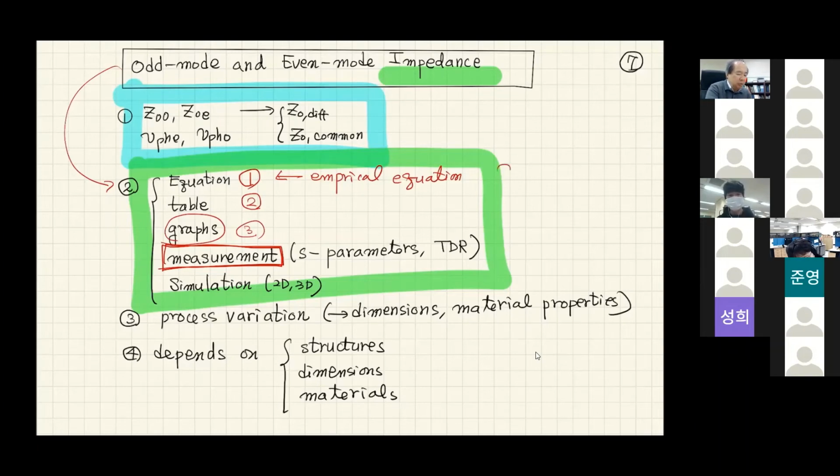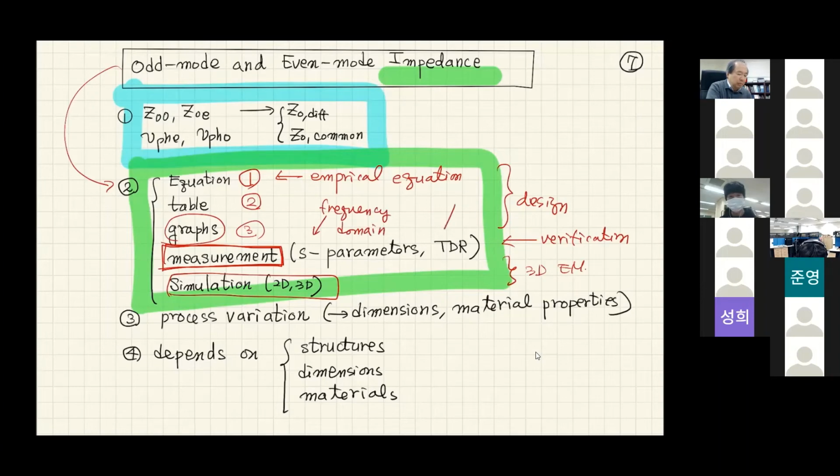And at the design stage, you can use this kind of simulation method. You can also use 3D EM simulations, such as ANSYS and Maxwell. You can calculate using numerical simulations, but sometimes for verification purposes, you can use measurement. In the frequency domain, you can use a network analyzer. And in the time domain, we can use TDR meters.